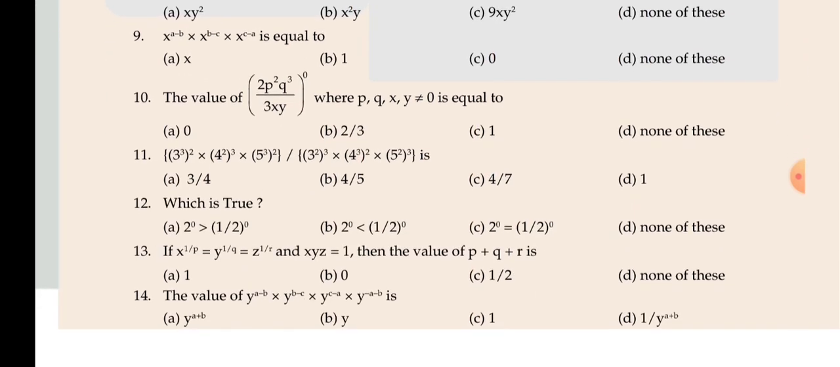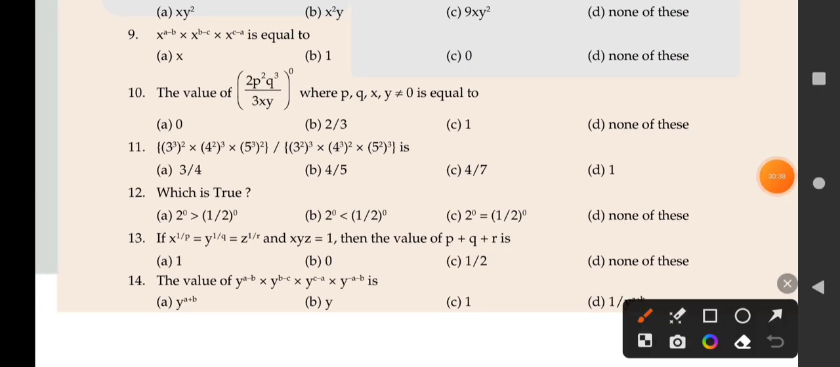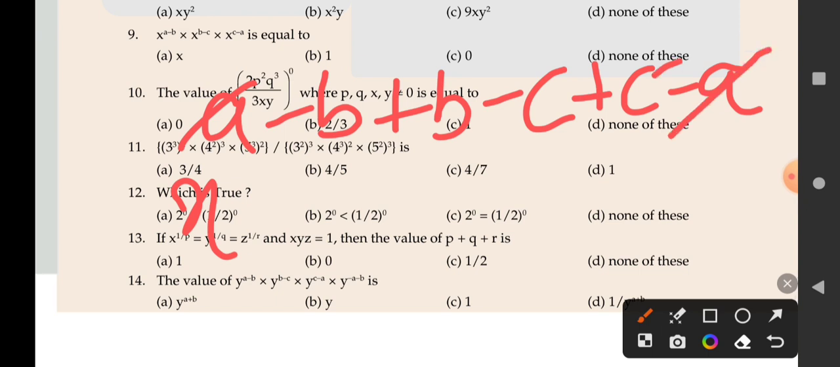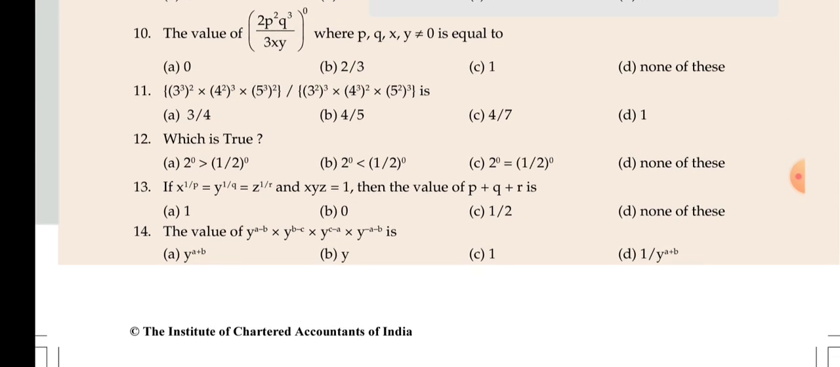Next, question number 9. Simplify. Okay, so x power a minus b plus b minus c plus c minus a. Let's cancel. Correct. So x power 0 is equals to 1. Option B. 10th.